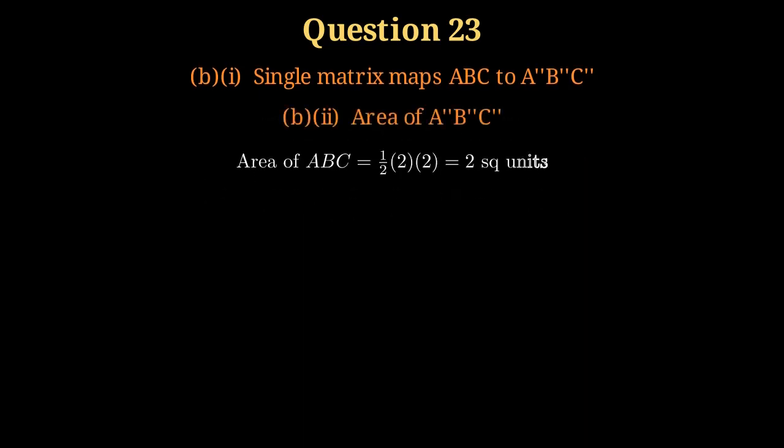Part B, 2. First, the area of the original triangle. Base AB is 2 units, and its perpendicular distance to C is 2 units, so the area is a half times 2 times 2, which is 2 square units.